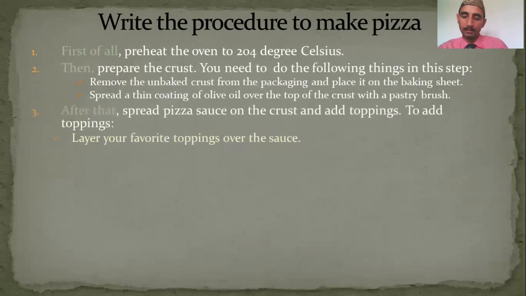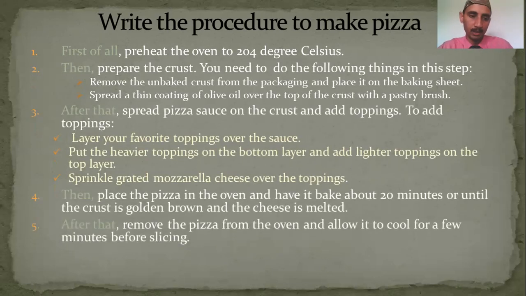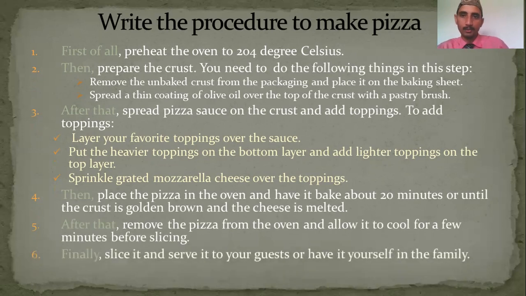Okay, so making pizza may be difficult for you because this is not generally prepared at home, right? So let's read this one. Number 1. We have written this one in a point-wise way. First of all, preheat the oven to 204 degrees Celsius. Remember, most of the food items we cook at our home require minimum, or let's say average, temperature, right? But preparation of the pizza requires high temperature, so 204 degrees Celsius.